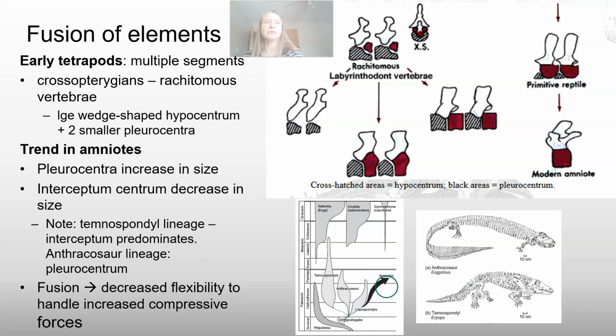So in general, we see this trend towards fusion and decreased flexibility to handle increased compressive forces that are associated with being on land. So that's the trend: we see fusion of these elements, fusion of the centrum, and that's because we need decreased flexibility to handle increased compressive forces.